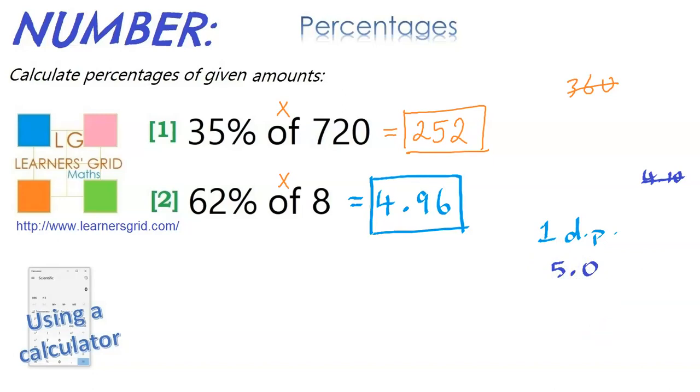You might be asked, for example, to round off to 2 decimal places. In this case, 4.96, it already is 2 decimal places. So it's done. And that really is the long and the short of it. Done.